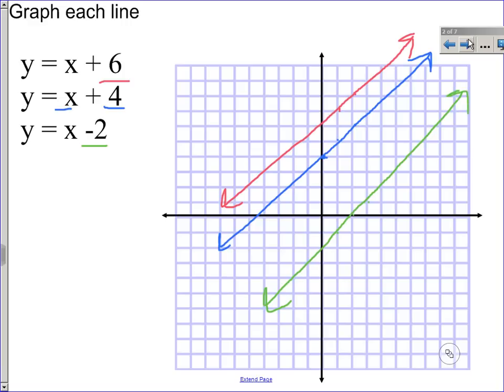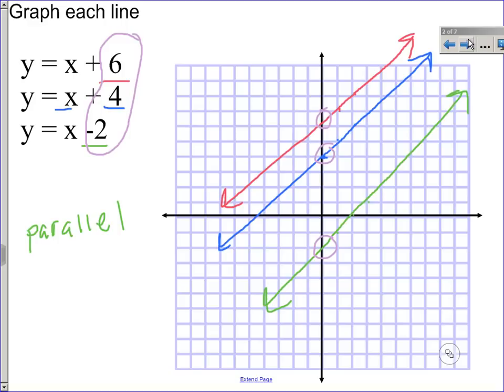Now when you look at these three lines, what do you notice is similar about them, and what do you notice is different? When I look at them, I'm noticing that they look parallel. These lines do not intersect. They could go on forever, and they would never intersect. I do notice that they all have different y-intercepts, so where they're passing the y-axis is different for each of them. So that is a difference. And when I look at my equation, I see that my y-intercepts are all different.